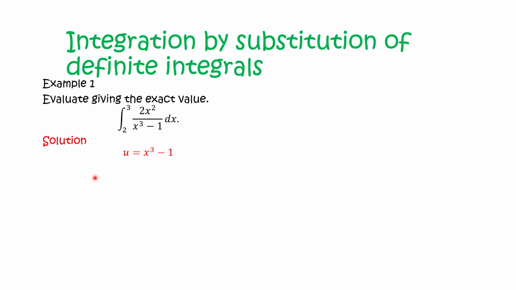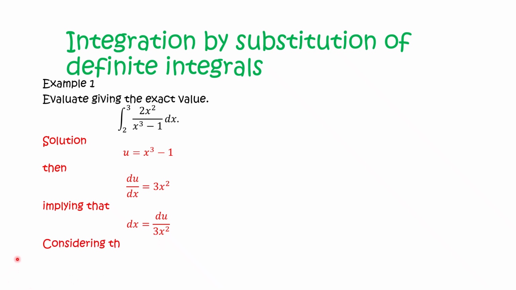So in this case, we let our u be equal to x cubed minus 1. Then our du dx becomes 3x squared. After that, we make the dx the subject of the formula so that we get du over 3x squared. Now, considering the limits, since we are dealing with the definite integrals, so take note, this step is crucial. Otherwise, the answer becomes wrong.